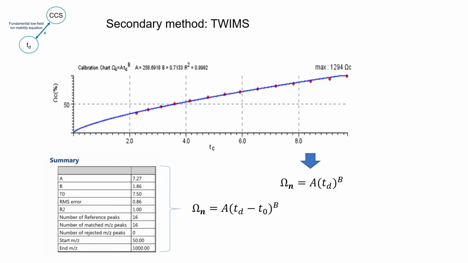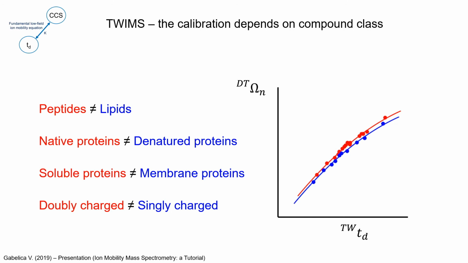Now that we know how to derive CCS values, there is a little detail that deserves a few minutes when we consider traveling wave measurements. Essentially, over the years, it has been found that the calibration on traveling wave systems is dependent on the chemical class of the reference compound. In other words, the equation of the calibration curve can change if we consider native proteins versus denatured proteins, or lipids versus peptides, for example. And this means that if possible, we should calibrate the traveling wave system matching the chemical class of the analytes that we are studying.